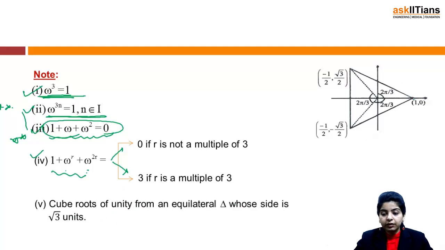Cube roots of unity form an equilateral triangle whose side is root 3 units. You can see it here in this figure. This is 1. 1 can be represented by the ordered pair (1, 0), that is 1 plus 0 i. Then we have minus 1 plus root 3 i by 2, so this is omega. And minus 1 minus root 3 i by 2 is omega square. So these are the three cube roots of unity. They form an equilateral triangle whose side is root 3 units. This is just for your information's sake.